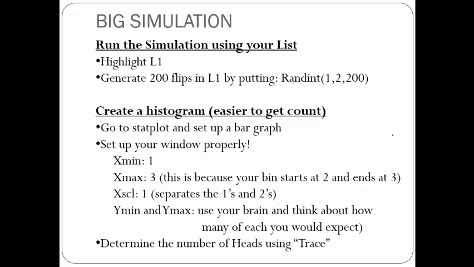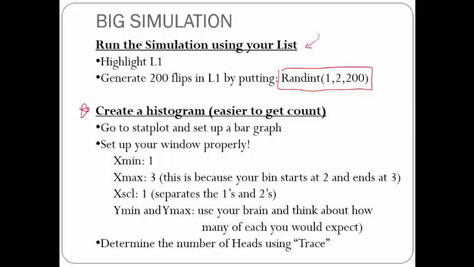You could do a big simulation if you wanted to start to see how this works. And this is how you could do it. Use a list and then highlight L1. So go up there, and when L1 is highlighted, do your random integer function. You can flip the coin 200 times. The reason I'm putting it in the list is because I could easily create a histogram.